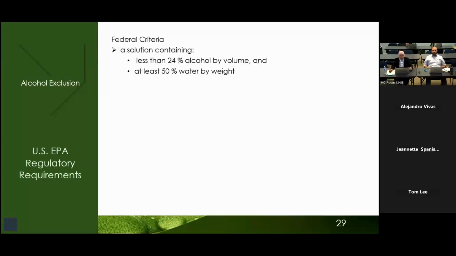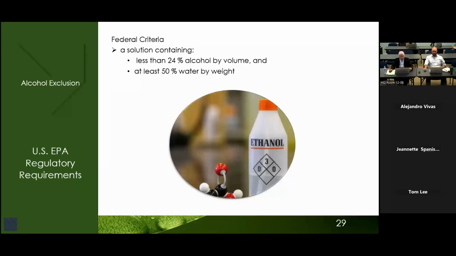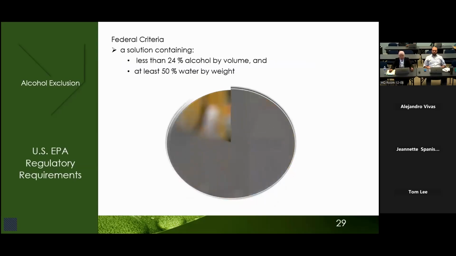We just talked about how the federal regulations define aqueous solution to connect with the alcohol exclusion rule by specifying the water content as a percentage. Let's use this example to understand how the percentages of solvents and solute play a role here. When we talk about percentages, we are referring to the percentages of water content by weight and alcohol content by volume. Imagine this gray circle represents a liquid waste with alcohol.